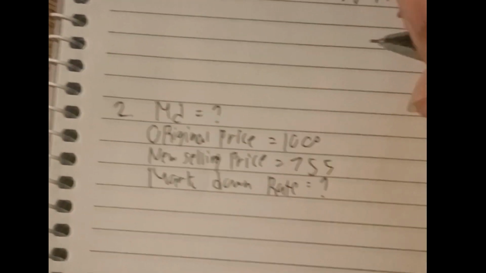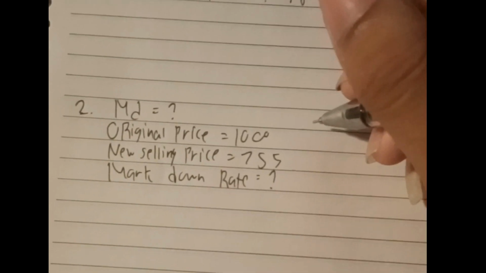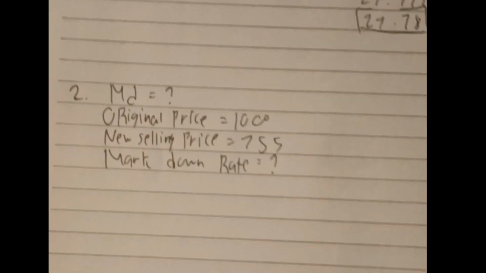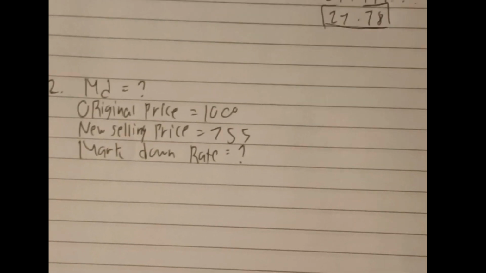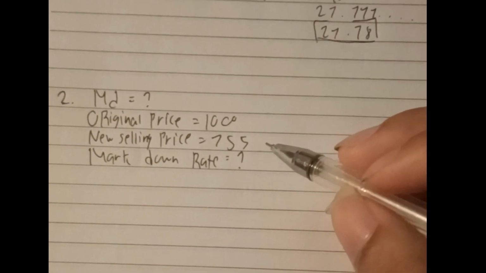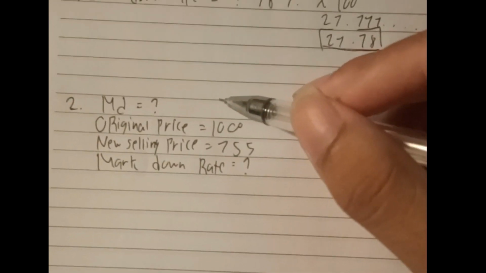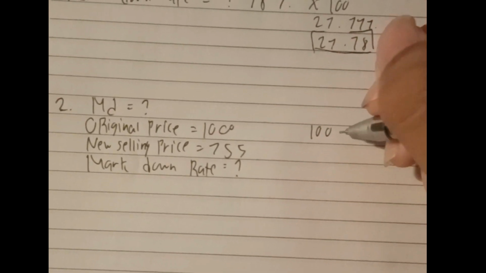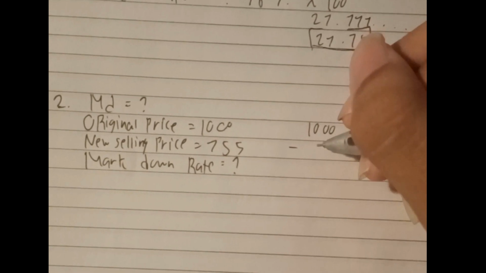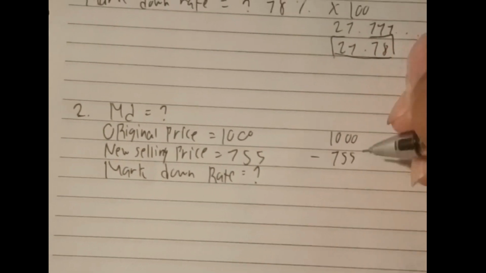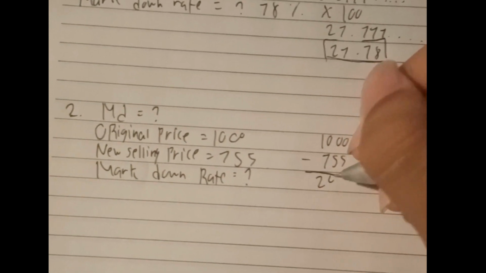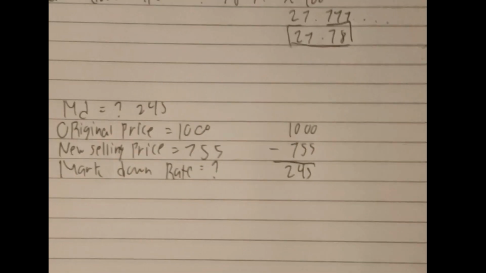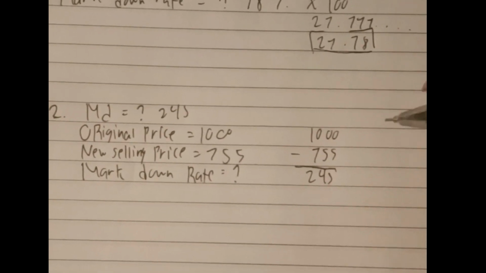And for the number 2, our markdown is now missing, but our original price is 1,000 and the new selling price is 755, and the markdown rate is also missing. Before we solve the markdown rate, we make sure that we have the markdown. So let's solve that first. Let's take our original price, which is 1,000, and minus the new selling price, which is 755. Now we get 245, which is the markdown. Let's continue on to the markdown rate.